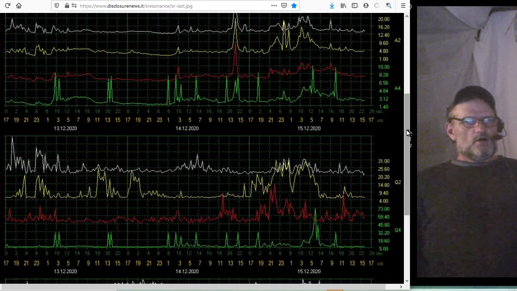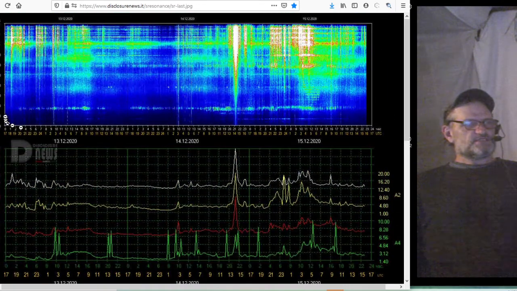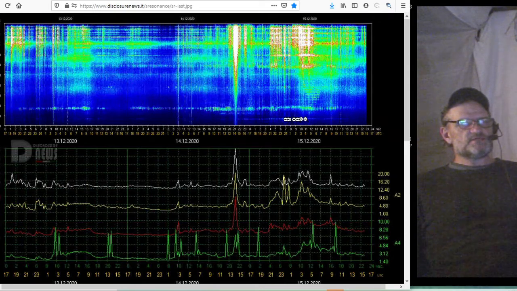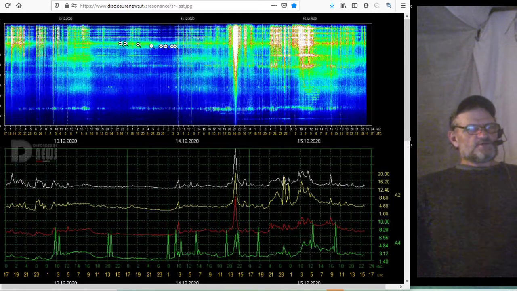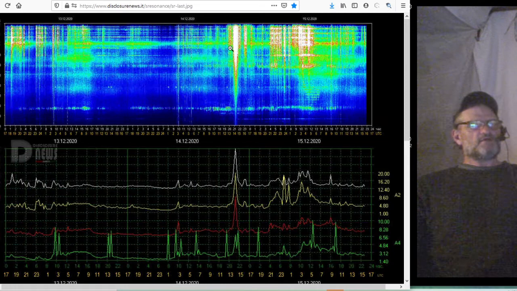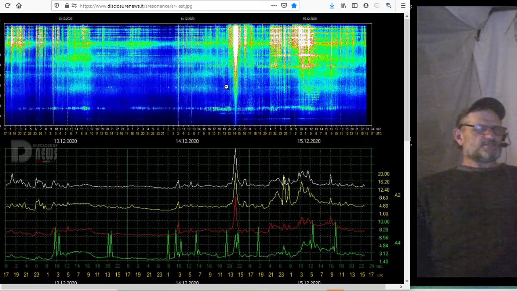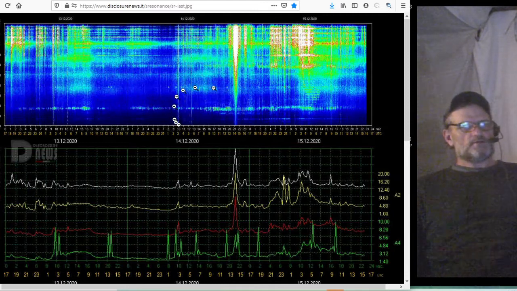Now, one of the things I want to point out is this line here at 33.3. This is not a Schumann resonance, by the way. The Schumann resonances are in multiples of 6.6. So it starts here, your base harmonic is 7.8, and then another 6.6 gives you 14, and then another 6.6 gives you 20.1. Then another 6.6 gives you 27.1, and then you have 33.